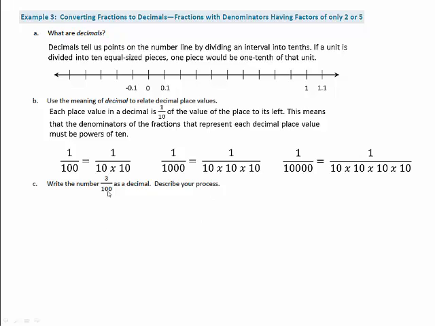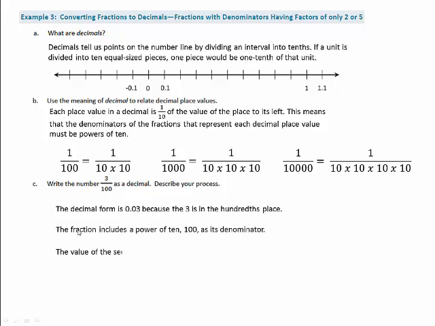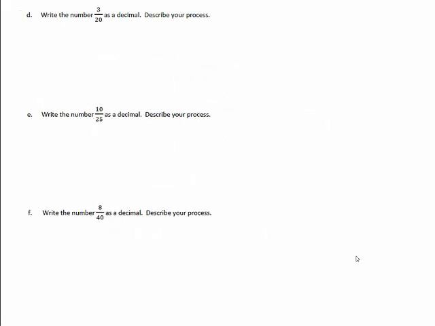We're going to write the number 3/100ths as a decimal, and we're going to talk about our steps. So the decimal form is 0.03, because 3 is in the hundredths place. But if we look at it as a fraction, it's a power of 10, 100 in its denominator. So if I take a look at the second decimal place, it is 1/100th, so 3/100ths puts that number 3 in the second decimal place. Now remember to look at our whiteboards if you need help with your decimal place values.